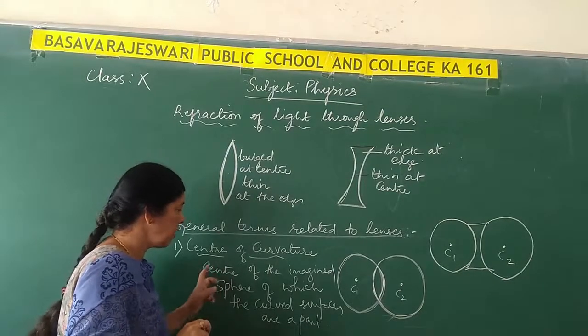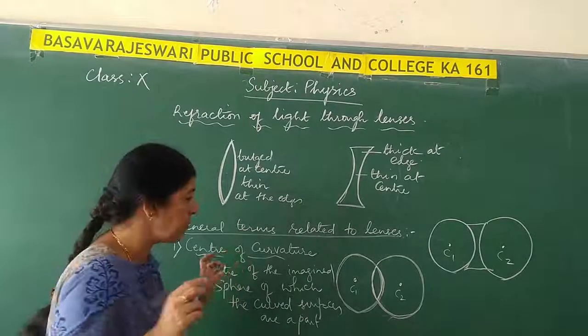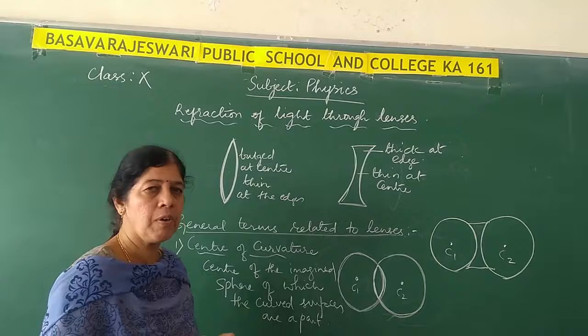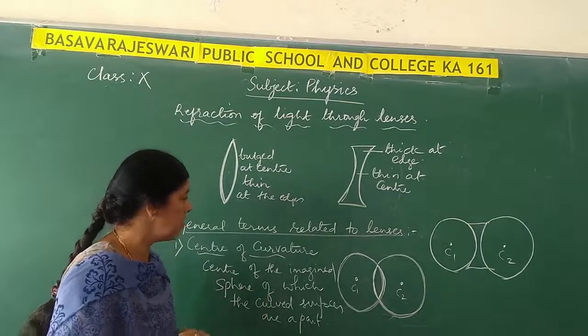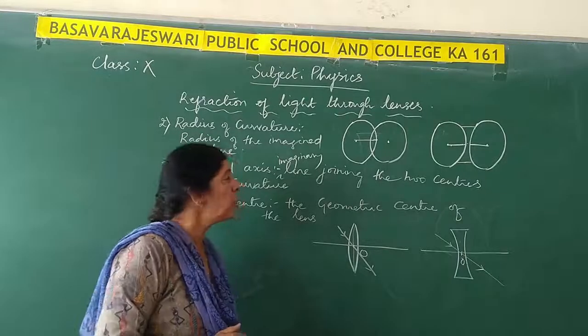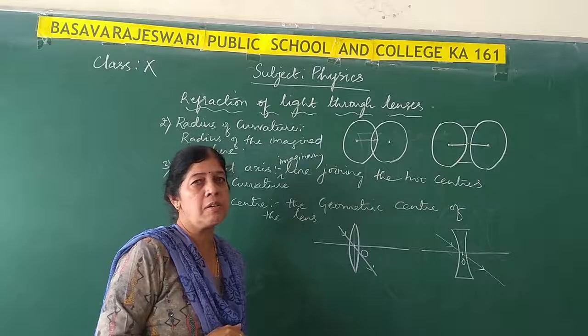So remember, center of curvature is the center of the imagined sphere. We are imagining a sphere out of the curved surface. That center is called the center of curvature. Okay. Note down this definition also. So the next terms related to lenses we shall know. So what is the first term, children? It is center of curvature.